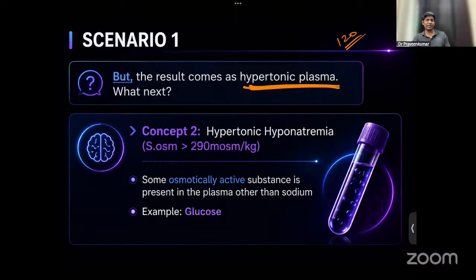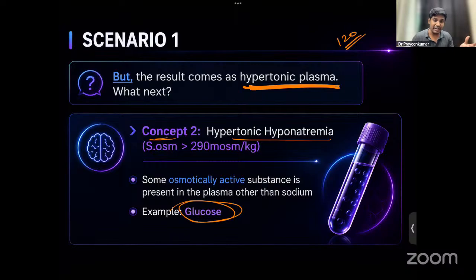So what's the problem here? Ideally the plasma should be hypotonic, right? But you are getting hypertonic. So the second concept here is called hypertonic hyponatremia. What does it mean? It means that apart from sodium, there is something else in the plasma which is increasing the tonicity of the plasma. For example, glucose.